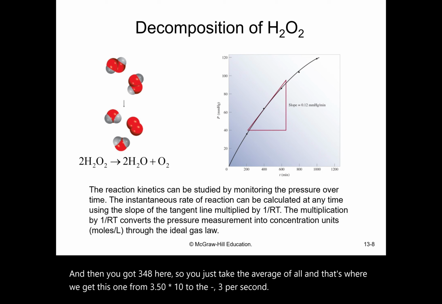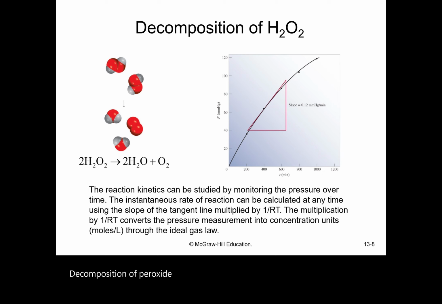Decomposition of peroxide. So the reaction kinetics can be studied by monitoring the pressure over time, which I already went over. And we can calculate the rate of the reaction by getting the slope of the tangent line, and we will multiply it by 1 over RT. Remember, R is a constant and T is your temperature.